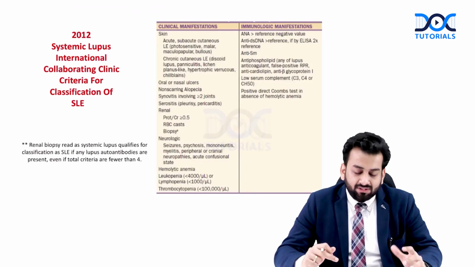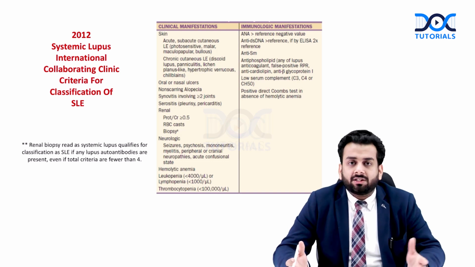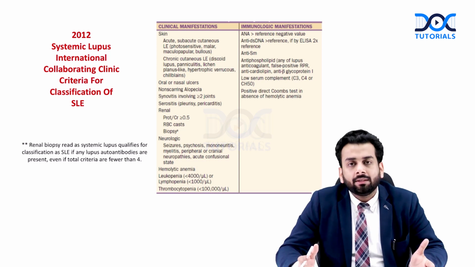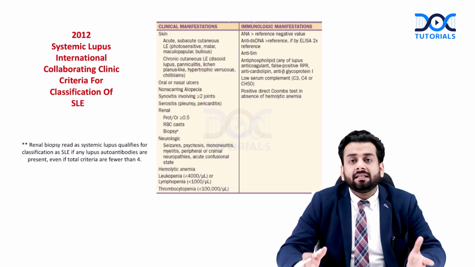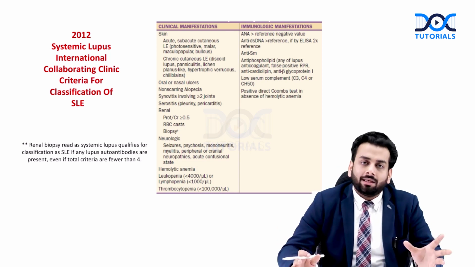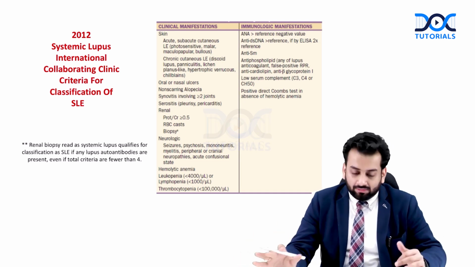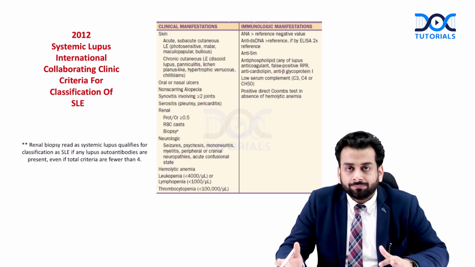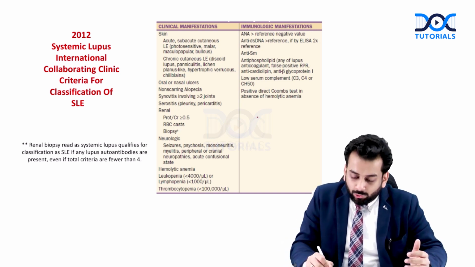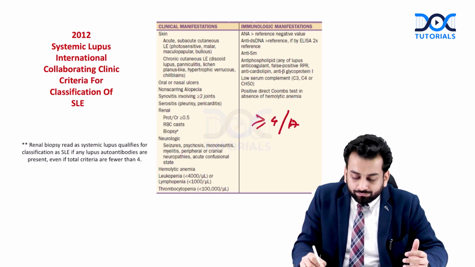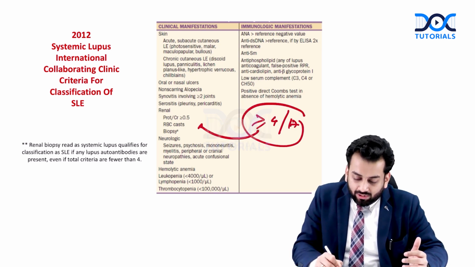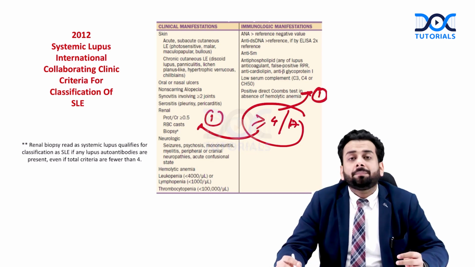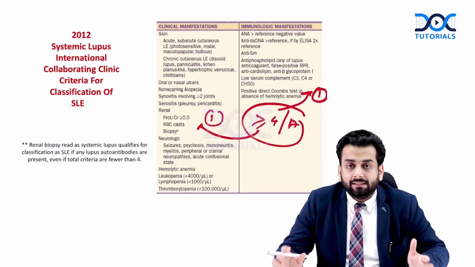Okay. Now, this is the previous criteria that we all have studied. That is the 2012 Systemic Lupus International Collaborating Clinics criteria of SLE, which had basically two gross domains. That was a clinical domain and the immunological domain. The clinical domain had 11 criteria, while the immunological domain had 6 criteria. So out of those 17, you needed to have more than equal to 4. And of course, at least one needs to be from the clinical and at least one needs to be from the immunological. And then you can label a patient as having SLE.